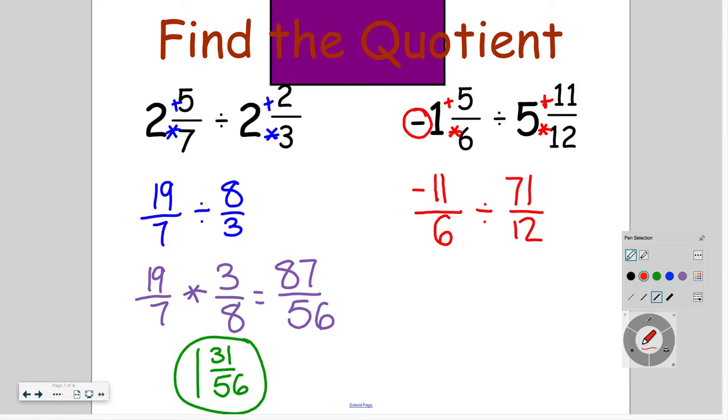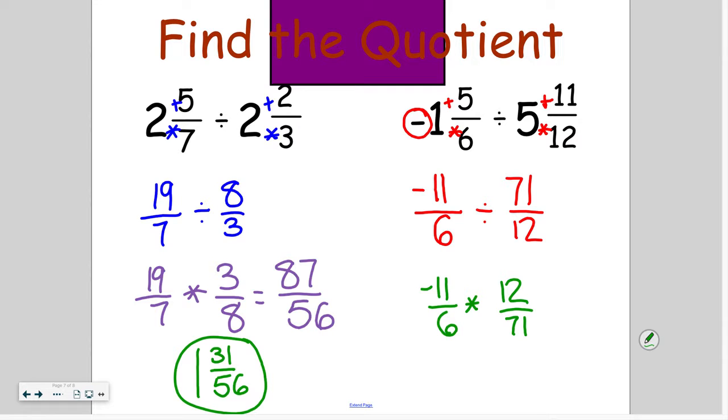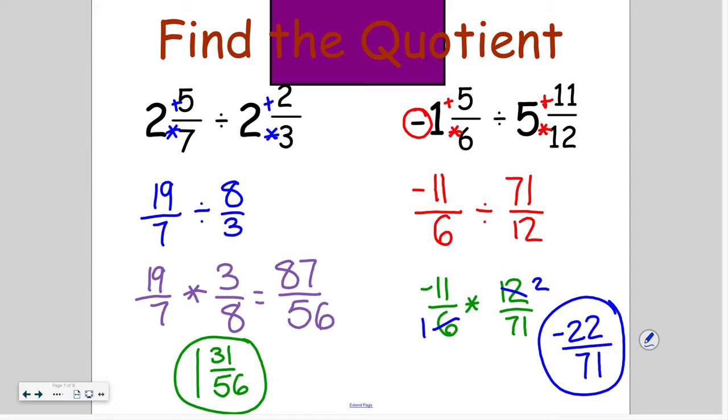We're going to go through and keep, change, flip. What I can do now is, again, go with that idea of cross-reducing. So I can reduce the 6 to a 1 and the 12 to a 2. Multiplying negative 11 times 2, I end up with negative 22. And 1 times 71 gives me 71, for a final answer of negative 22 over 71.